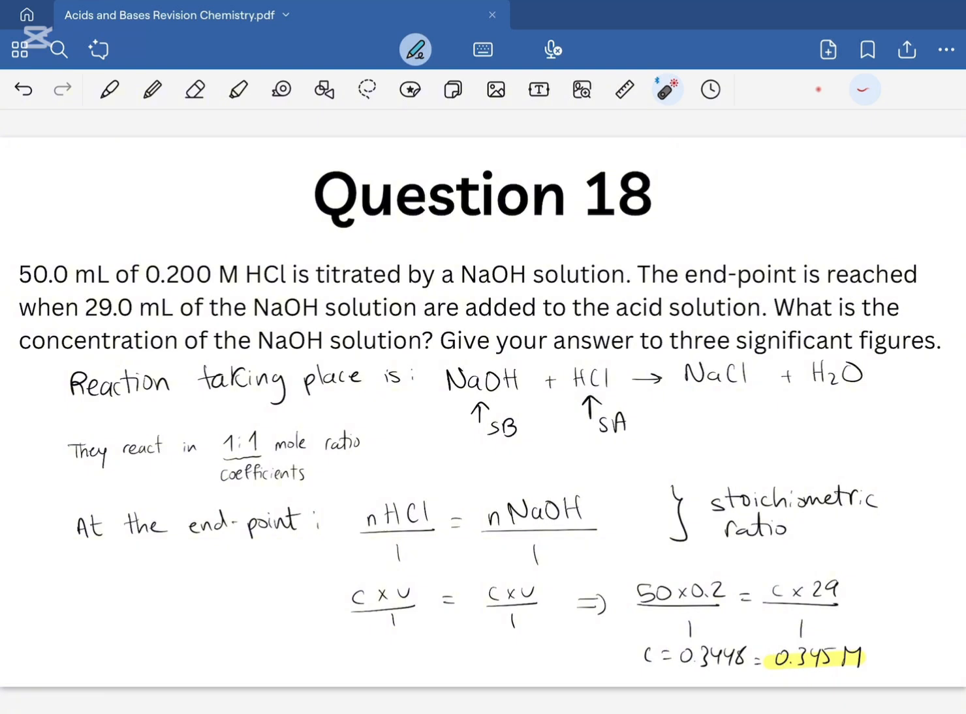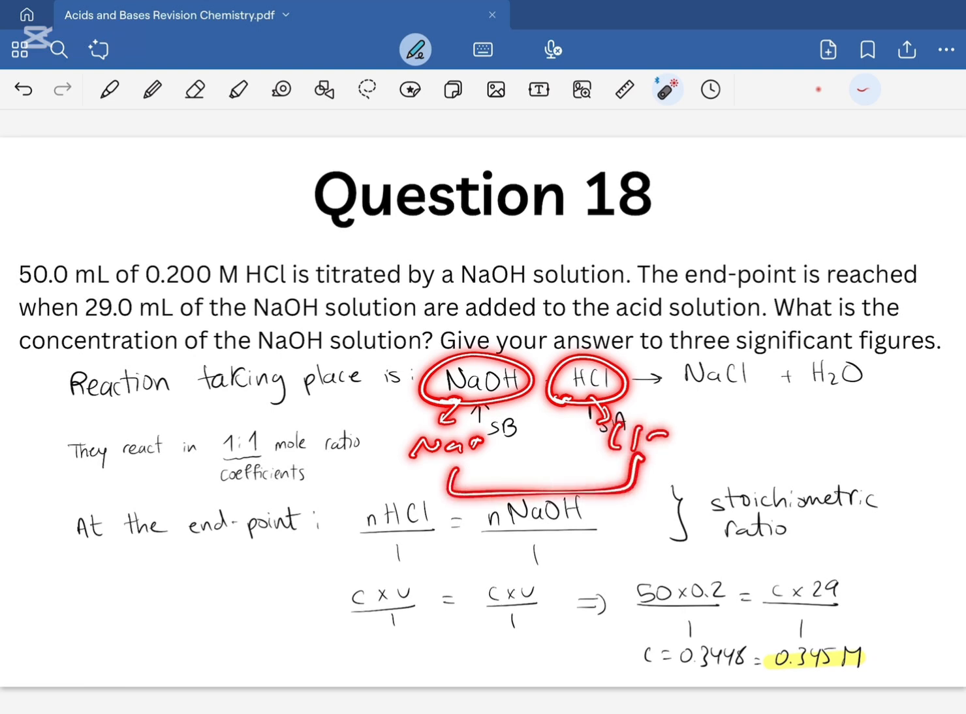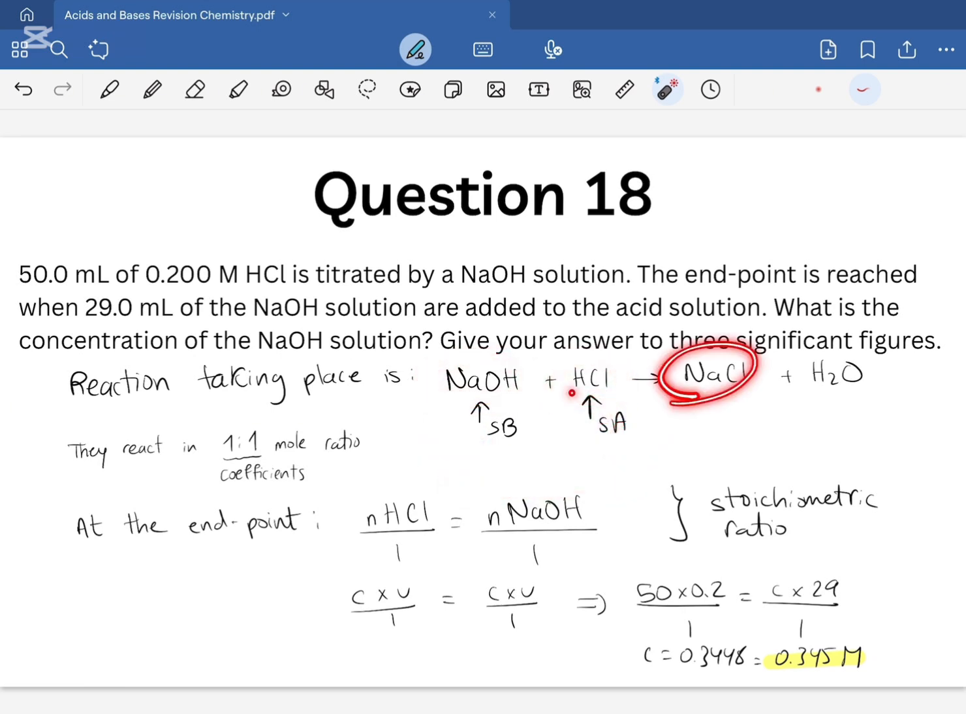The reaction taking place is NaOH reacting with HCl. As you can see, we have Na+, Cl−. They will give the NaCl, and H+ and OH−, which will give water. This is a reaction between a strong base, which is NaOH, and a strong acid, which is HCl. Now they are reacting in a 1:1 mole ratio. As you can see, the coefficient is 1:1.